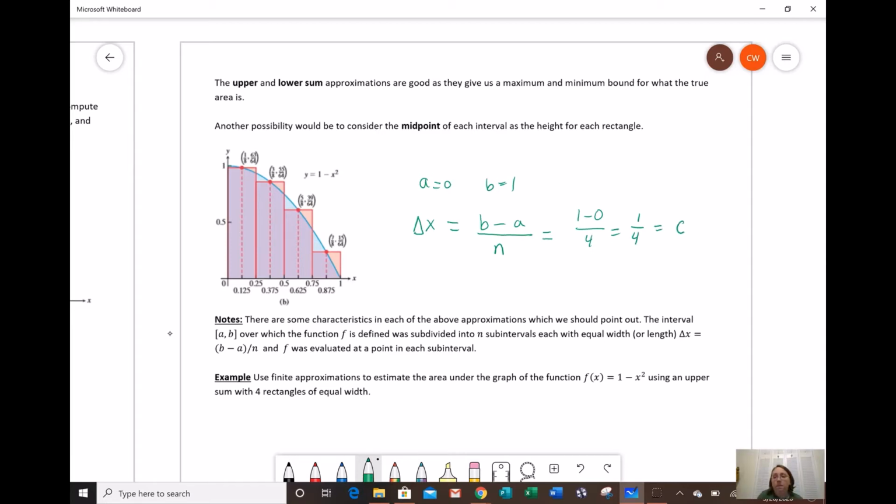Fractions I know are nice, so let's write those. So you can see we go from 0 to 0.25. That's our first subinterval. And then from 0.25 we go to 0.5. Another 0.25 is a distance. So each of these rectangles has the same base. Each rectangle has a base of delta x.